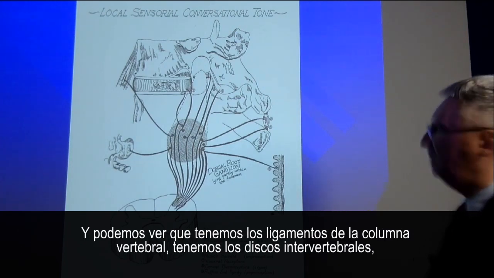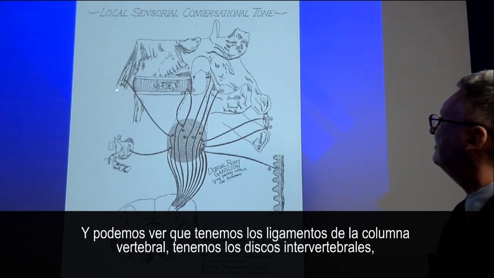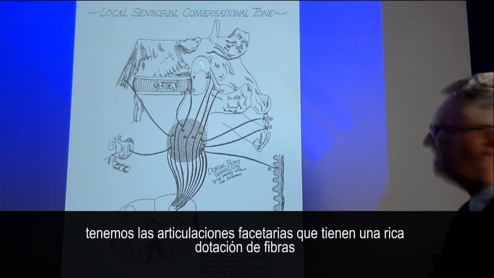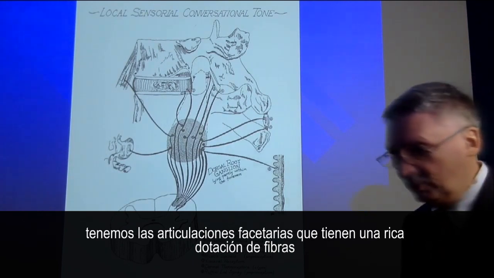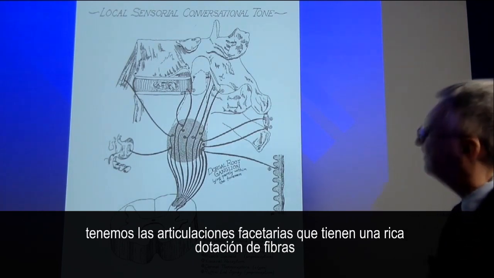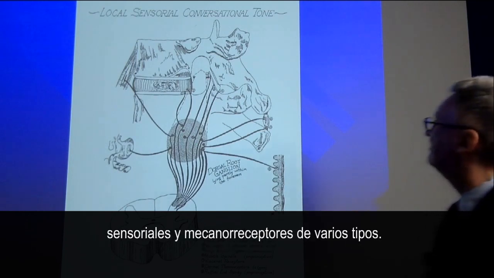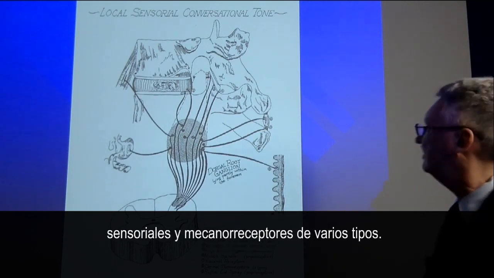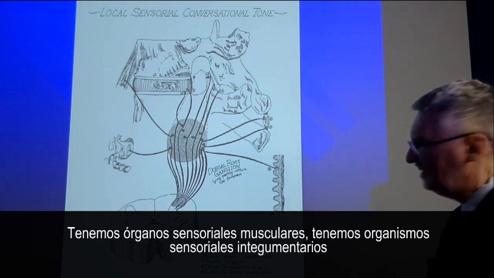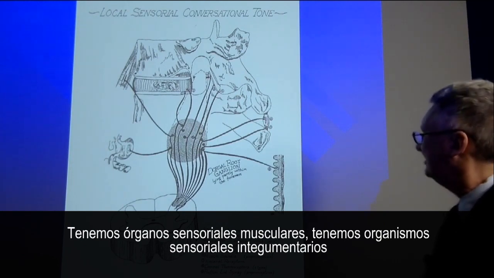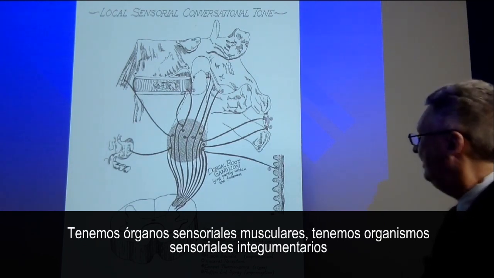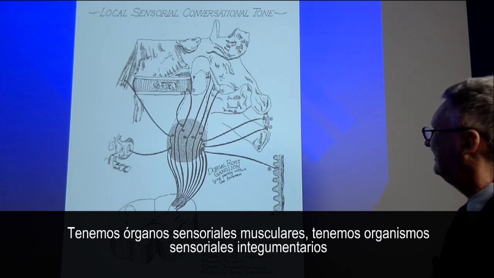And we can see that we have the ligaments of the spine, we have the intervertebral disc, we have the facet joints, which have a rich endowment of sensory fibers and mechanoreceptors of various types. We have muscle sensory organs, we have integumentary sensory organs.